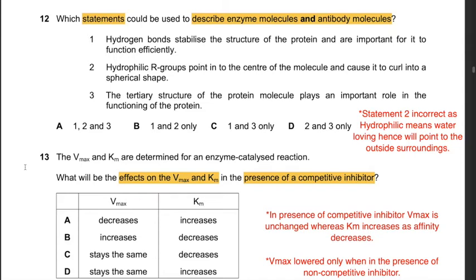Statement 3 is obviously correct, as tertiary structure does play an important role in the functioning, as it determines the shape of the active site of the enzyme. Therefore, statement 3 is obviously correct.